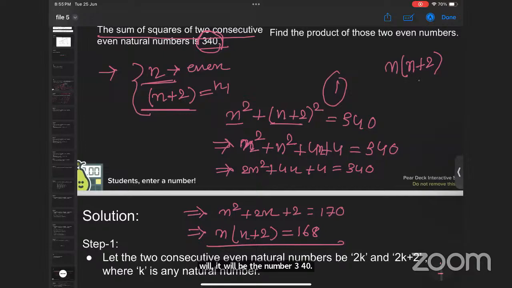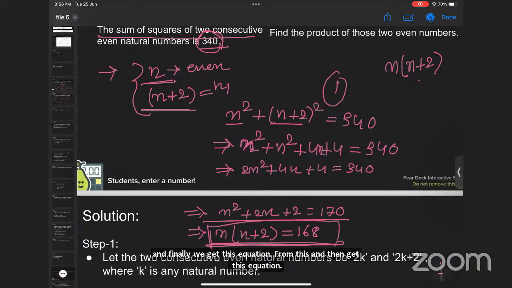Then we simplify this equation and finally we get this equation. From this we get this equation, and from this we can get the value of the product of these two natural numbers. Is it okay?